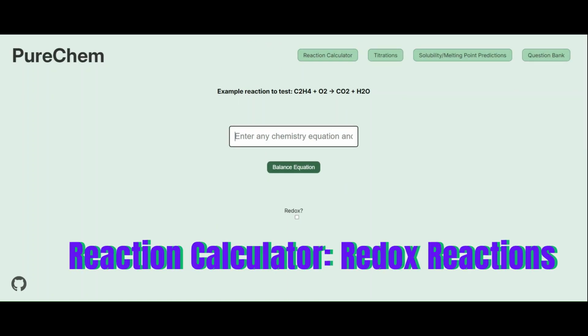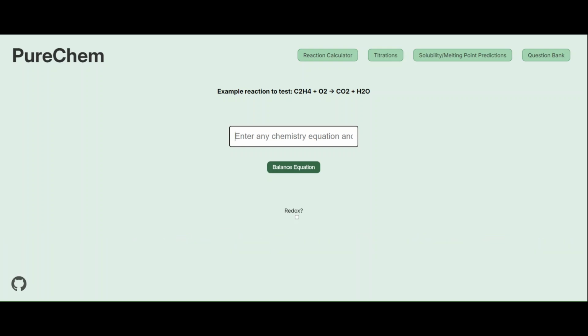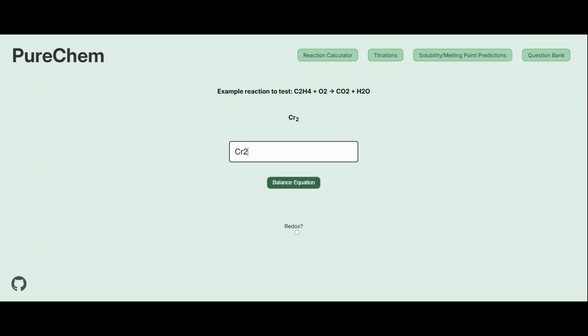Before we take a look at the BCA and ICE table, let's take a look at using the redox reaction balancer. First, we enter our redox reaction. We will use this subscript for representing ion charges.